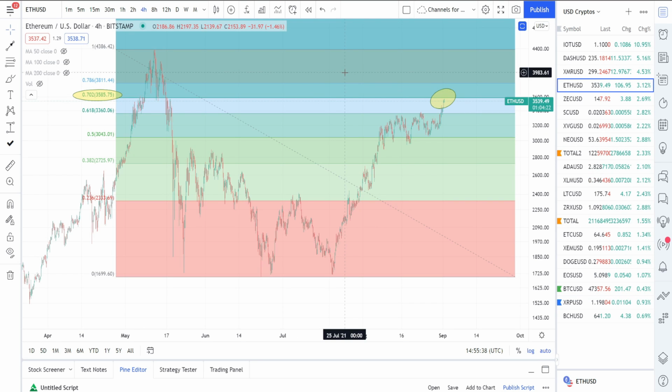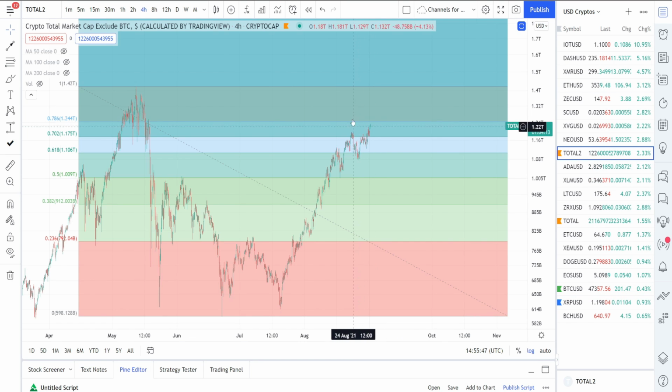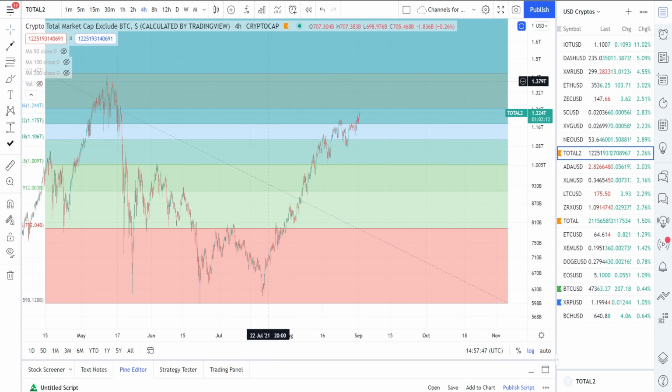So as Ethereum is right underneath it and the total market cap is meandering around inside of these retracement levels, I stay on high alert, right? But that's just something from years of experience of seeing these types of structures play out so many times. Everybody's going to have their own conviction of, are we clear? Are we not clear? For me, we're not clear yet.